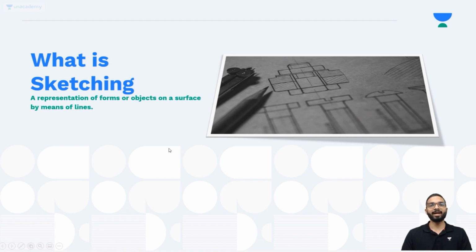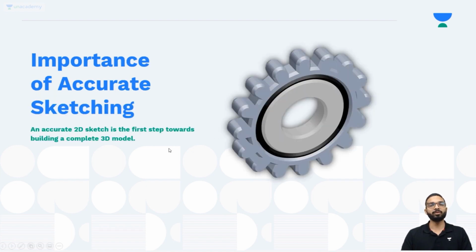2D sketches are nothing but a combination of several lines and curves that come together to form a 2D drawing. This 2D drawing, or 2D sketch as we refer to it in SolidWorks, is very important as it forms the foundation of every 3D component that you will be creating in SolidWorks.